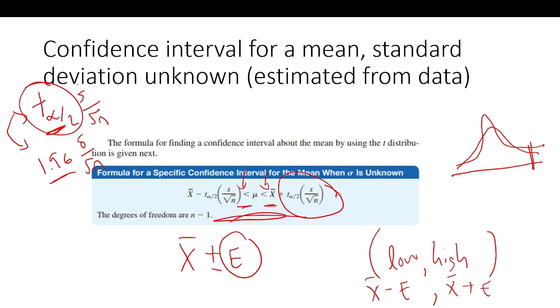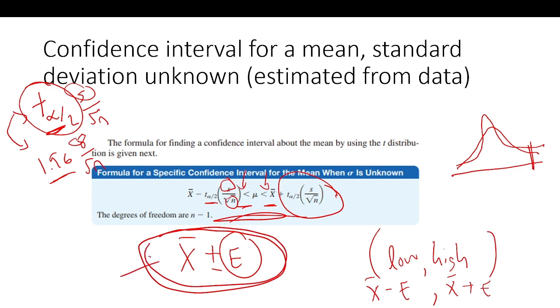And then this formula uses s instead of sigma, and then still over the square root of n. So that's what a margin of error incorporates. It's incorporating the variability, sample size, and a critical value of a probability distribution. But the big picture is that you understand that these interval estimates give us more information about our point estimate by adding and subtracting a margin of error. And they're really easy to do and understand.